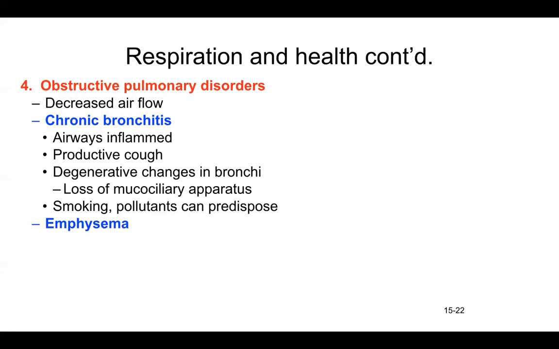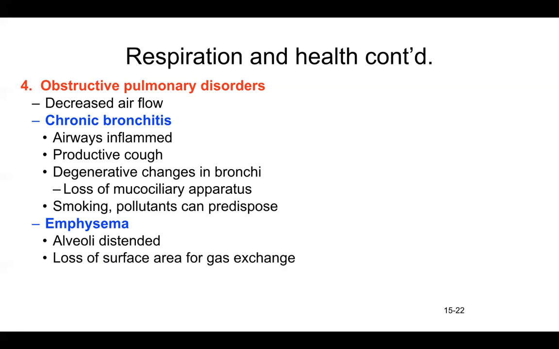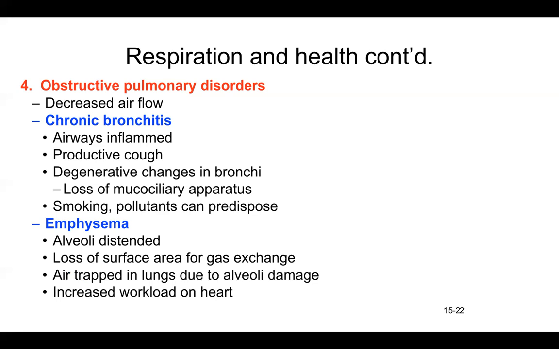The next one is emphysema. So this is where your alveoli, the things that have capillaries that exchange oxygen for carbon dioxide in your lungs, are now distended or stretched. And because of this, they have a loss of surface area for gas exchange. In a case of emphysema, air is trapped in your lungs due to alveoli damage, which means your heart has to work even harder to have oxygen pumping through your systems.